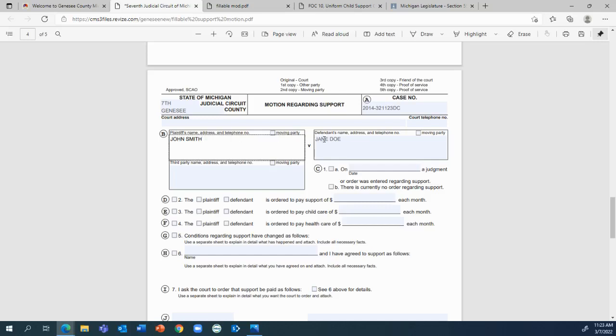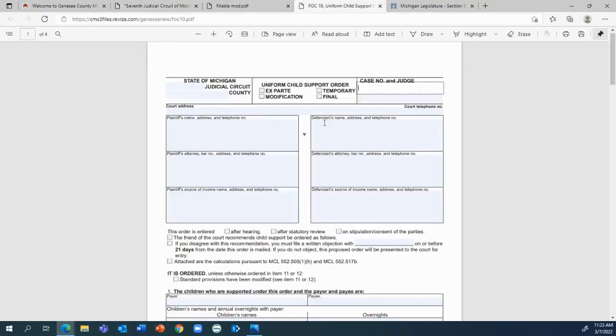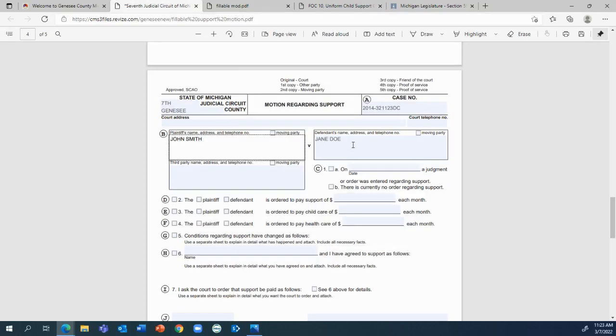Again, who's plaintiff and who's defendant is going to be on your last order that we're going to be referring back to. Here's that Uniform Child Support Order again. It has the plaintiff's name and the defendant's name. So you're going to be able to know who's plaintiff and who's defendant by going there.